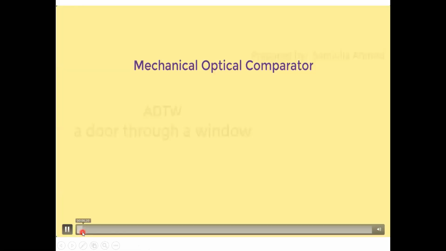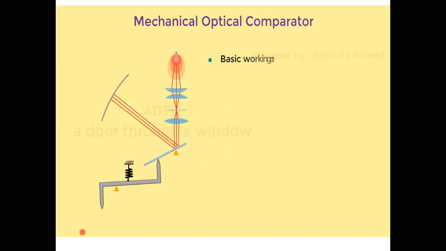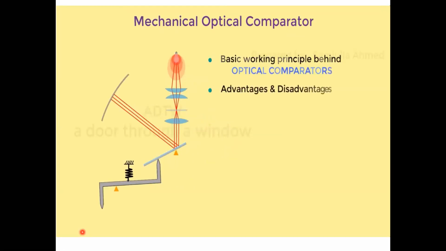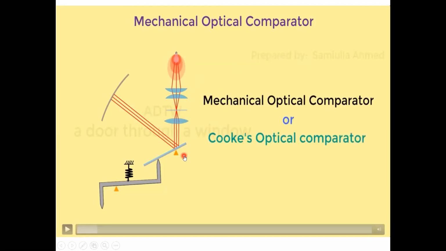Please see this video. I will close the session after completion of this video, which shows how a mechanical optical comparator works, along with the basic working principle behind optical comparators, and their advantages and disadvantages. Now the time is 9:58. It is time to end the session.